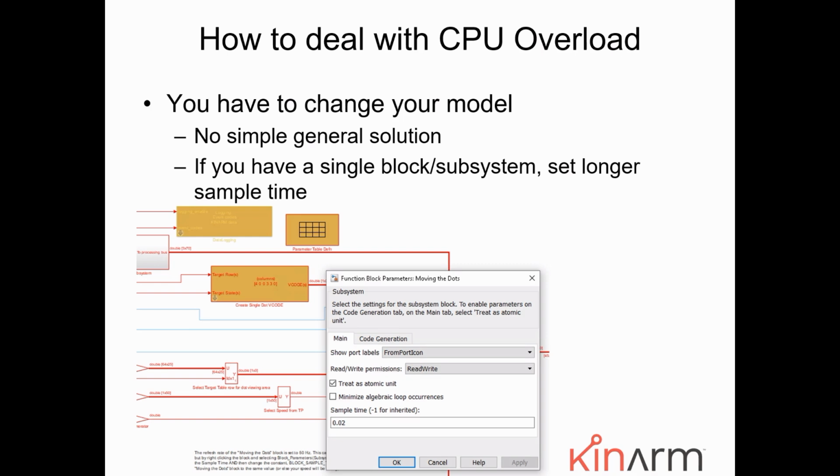The colors on the blocks and the lines in the model indicate what sample time things are running at. So usually the red signifies things that are running at 4 kilohertz.